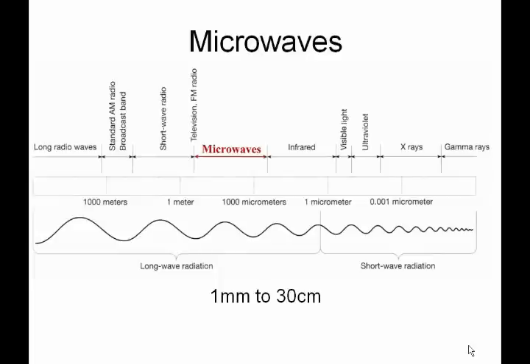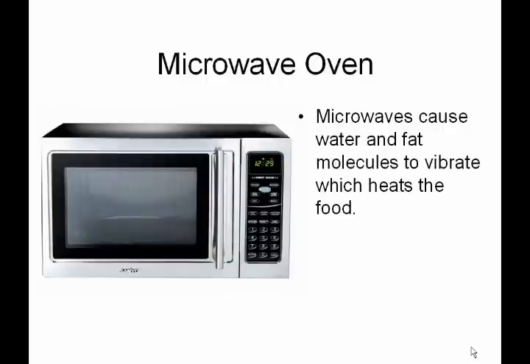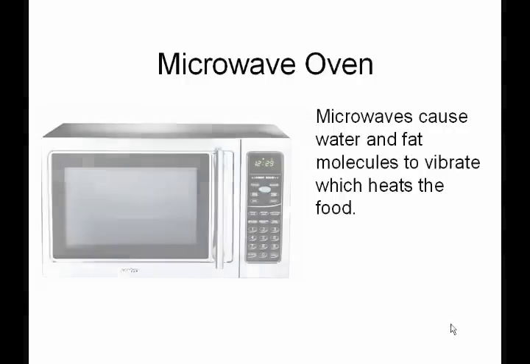Next one is microwaves. Microwaves go from 1 millimeter to 30 centimeters. Most obvious use is your microwave oven. What they've done is found the right frequency that causes water and fat molecules to vibrate, and that's what heats up your food. Right? And the way it works, they make a standing wave inside of the microwave. It looks something like this.